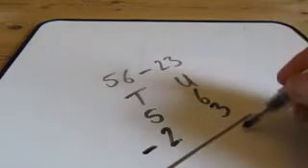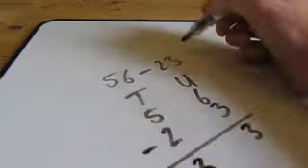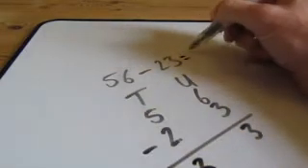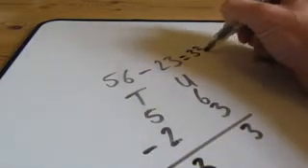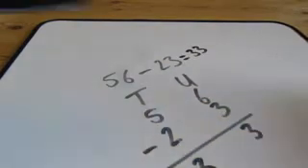6 subtract 3, well, that gives you 3. 5 subtract 2, that gives you 2. Sorry, that gives you 3, giving you an answer of 33. 3 tens, 3 units, 33. There's one example.